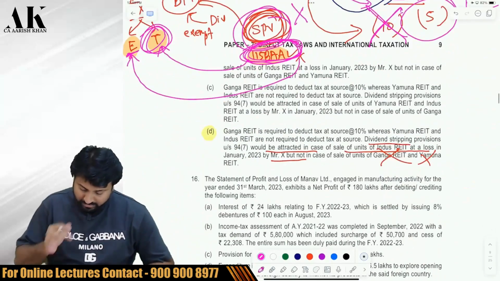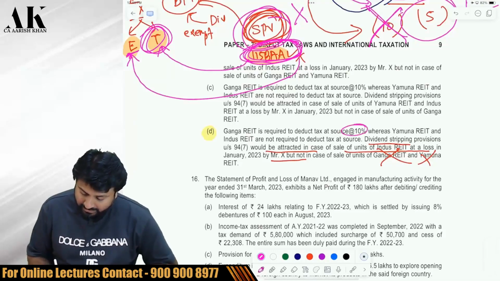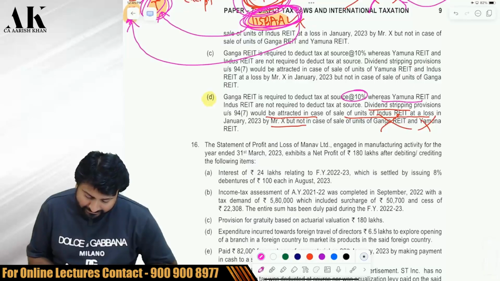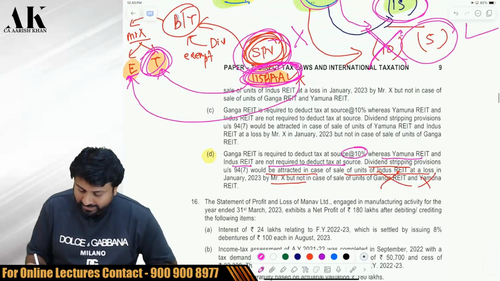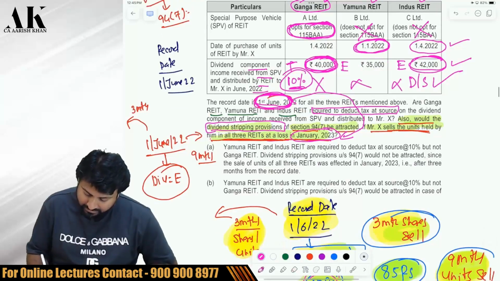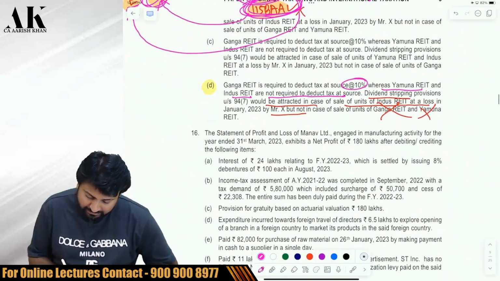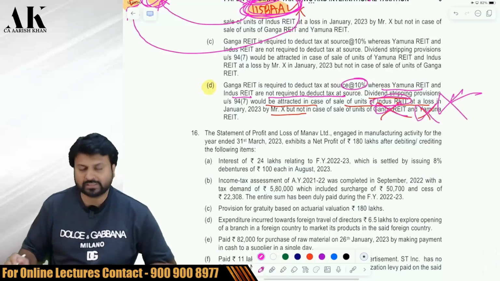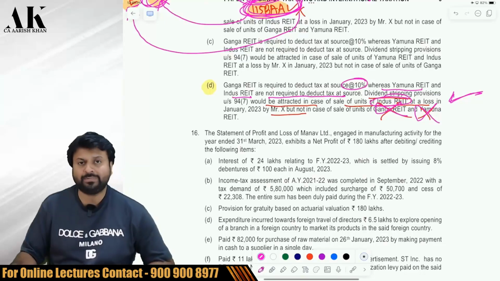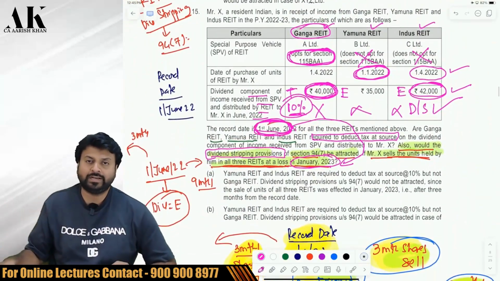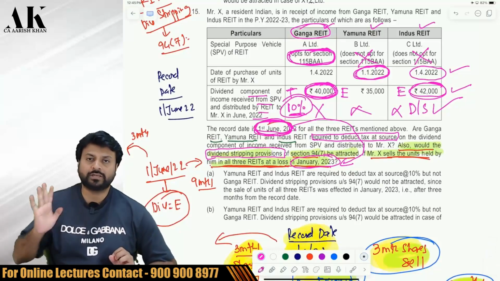Therefore, the answer to this question is Ganga REIT is required to deduct TDS. Why? Because here it is taxable. Okay. Whereas Yamuna REIT and Indus REIT are not required to deduct. Why? Because here the dividend is exempt. No TDS. Okay. And as far as dividend stripping is concerned, it is only applicable in case of Indus REIT. In case of Ganga and Yamuna, dividend stripping is not applicable. In case of Indus, it is applicable because we are fulfilling all the conditions mentioned in section 94 subsection 7 on dividend stripping.